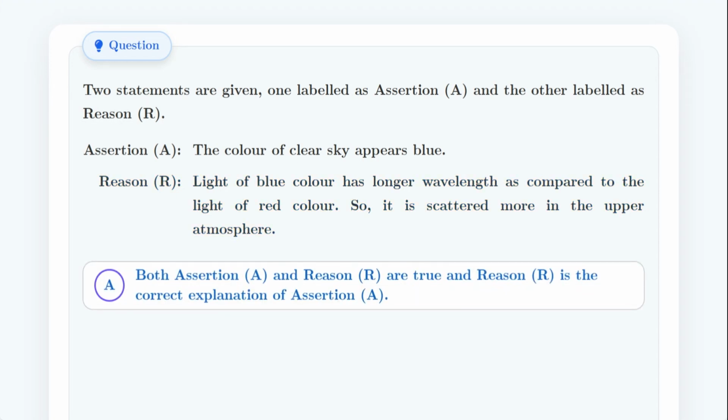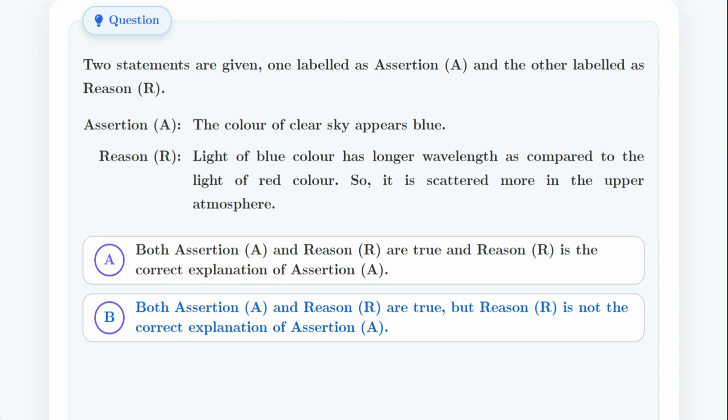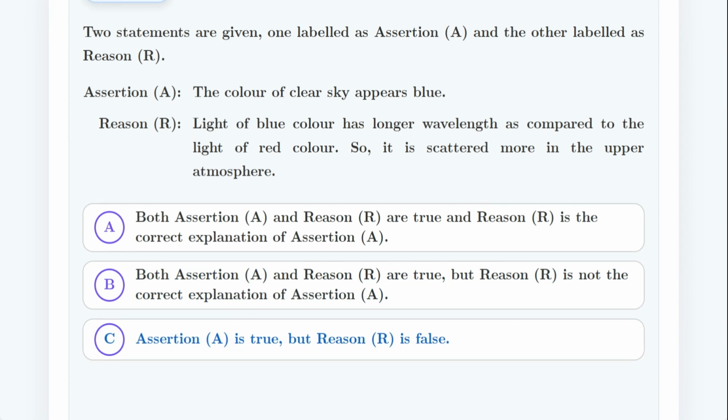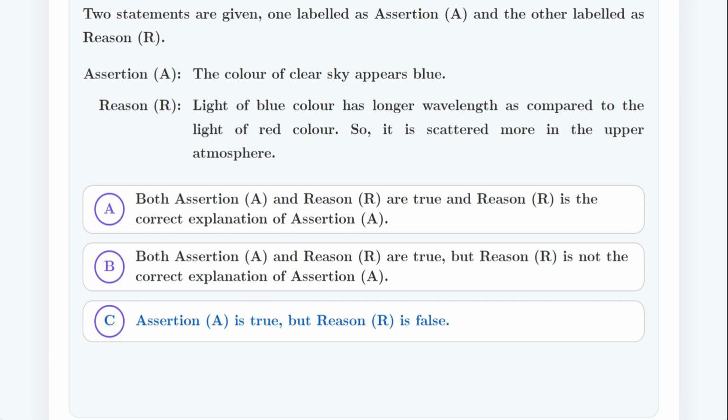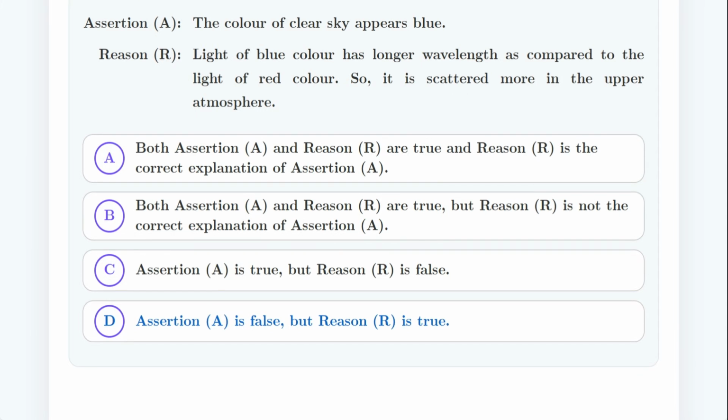Let's check the options. Option A. Both assertion and reason are true and reason is the correct explanation. Option B. Both are true, but reason is not the correct explanation. Option C. Assertion is true, but reason is false. Option D. Assertion is false, but reason is true. Which is correct?